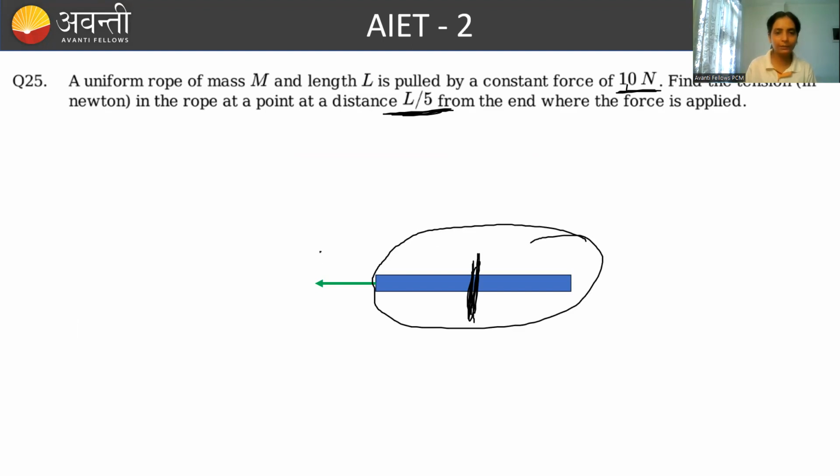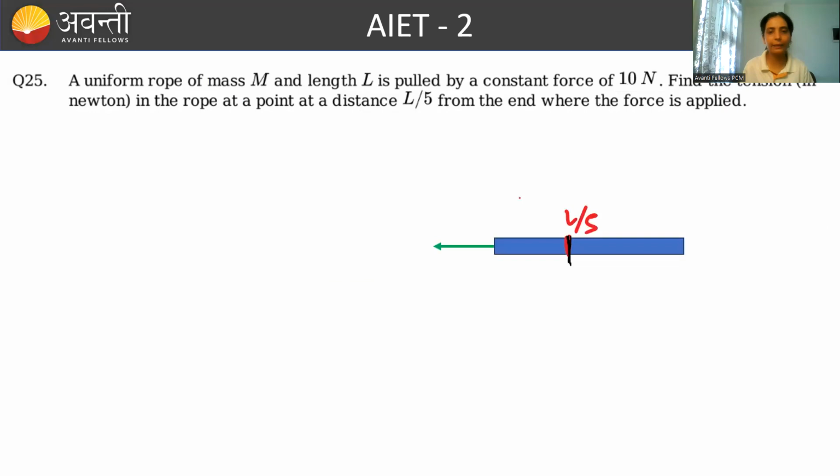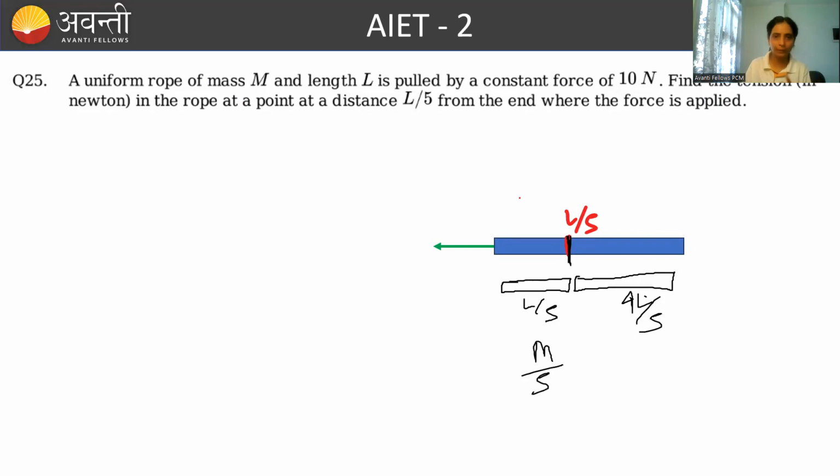So on whole this system 10 Newton force is acting. Suppose its mass is m. So its acceleration will be how much? Force by mass. That is 10 by m meter per second square. This is the acceleration. We have to calculate tension at this point at length L/5. तो एक काम करो, इस पॉइंट पे निकालना है. What you do? You divide it into 2 blocks now. ये एक सिस्टम है, इसको मैंने 2 ब्लॉक में डिवाइड करके ऐसे दिखा रही हूँ. So its length is L/5 and this length will be 4L/5. So its mass will be m/5 if whole mass is m and its mass will be 4m/5.